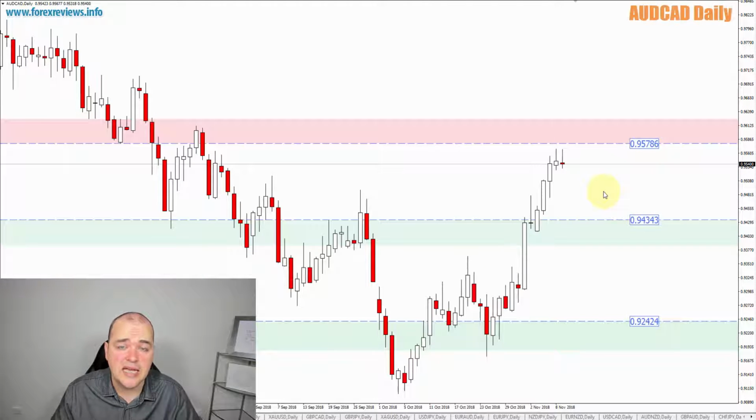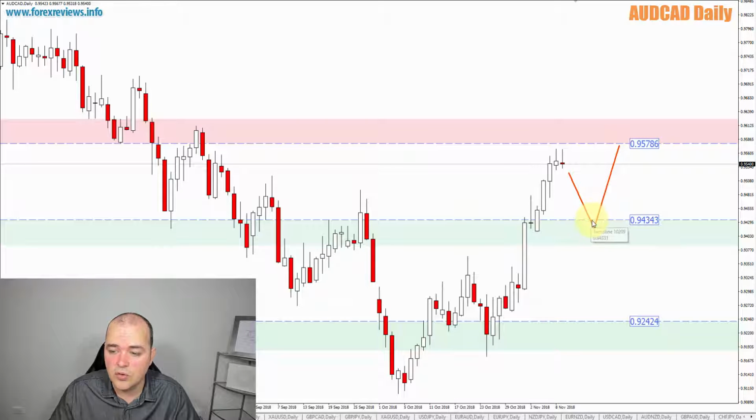The next pair to cover is AUD CAD, and I'm on the daily chart on this market. On this market, what I'd like to highlight is two important areas. The first area is the more preferred area on this market, because at the moment this market is in an uptrend, and that is the 94.34 zone area. This is an area that if price pulls back and tests this area this week or in the near future, this is an area where I'm just looking for bullish evidence. And if you see right bullish evidence in this area, then potentially looking for a move all the way up to the 95.78 zone area to the upside.